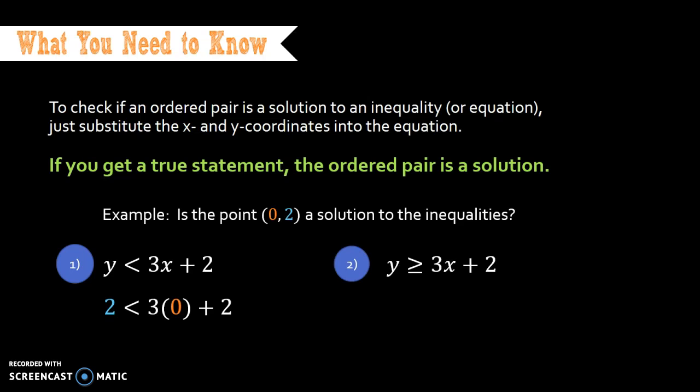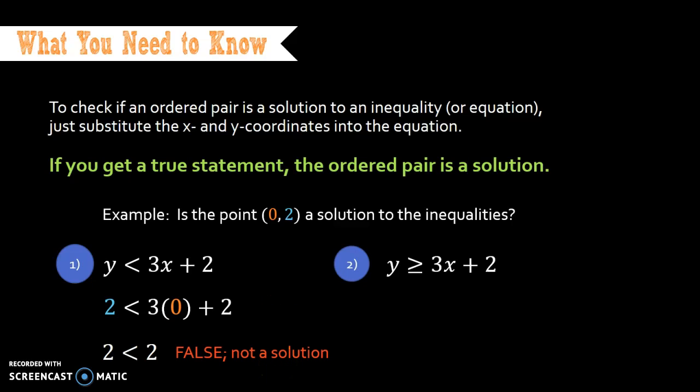We're going to use our order of operations to simplify. And we get 2 is less than 2. That is false. 2 is not less than 2. That means that the point (0, 2) that was given to us is not a solution to inequality number 1.